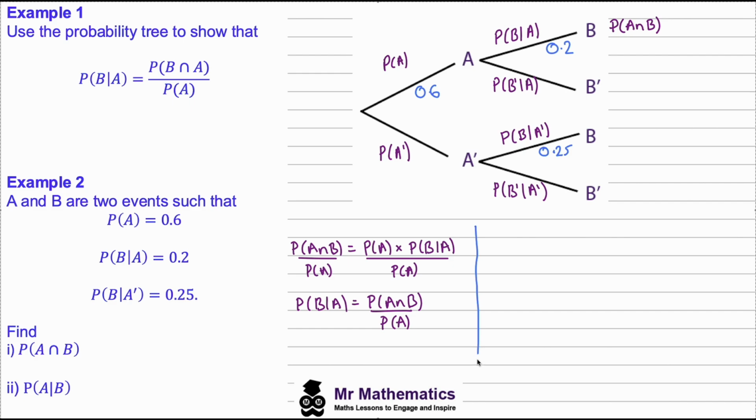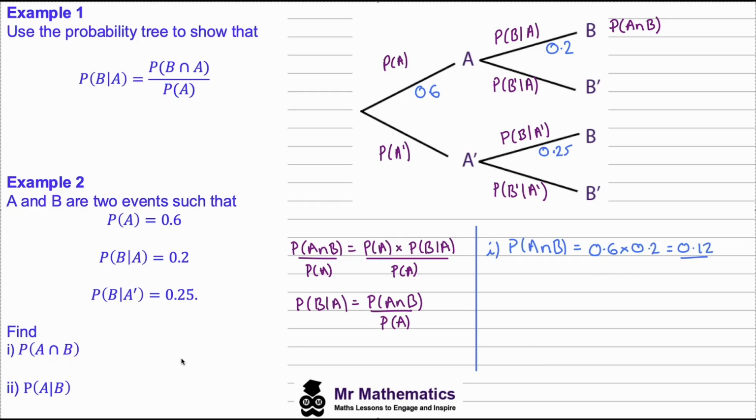So for part 1, the probability of A intersecting with B will be the 0.6 multiplied by the 0.2. And this gives us 0.12.